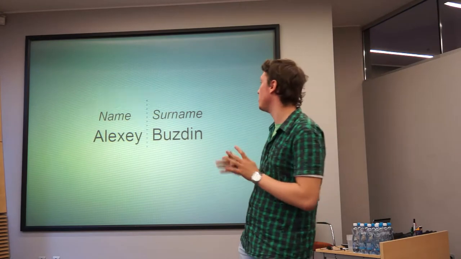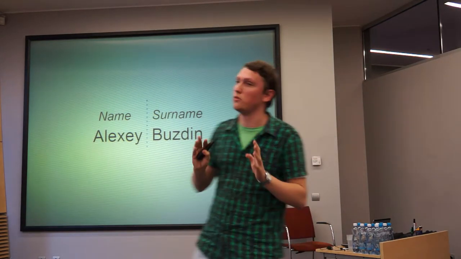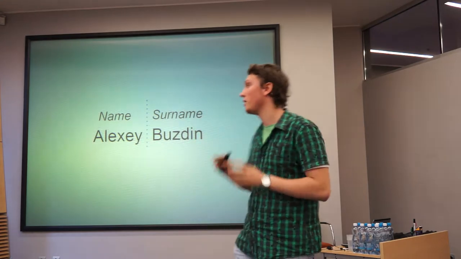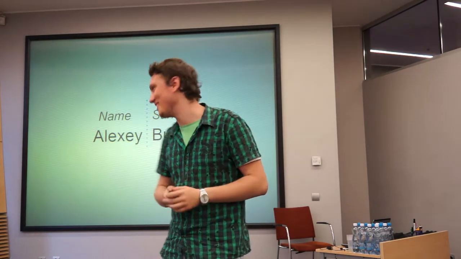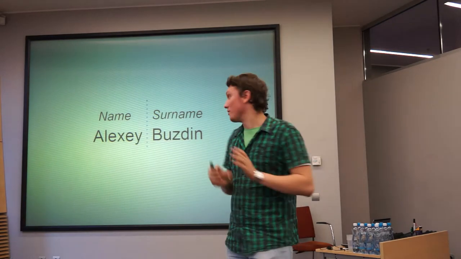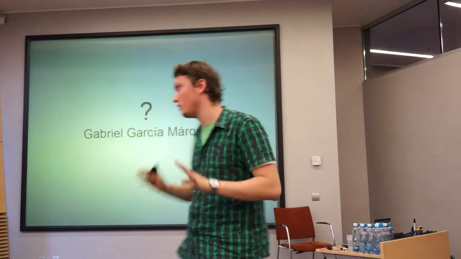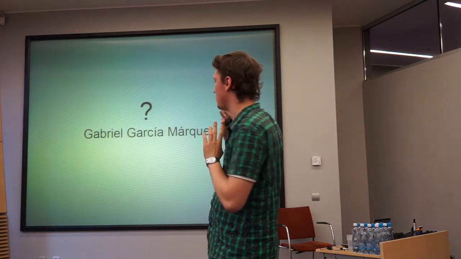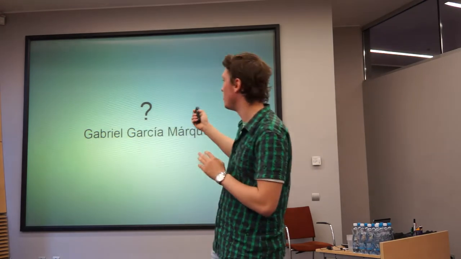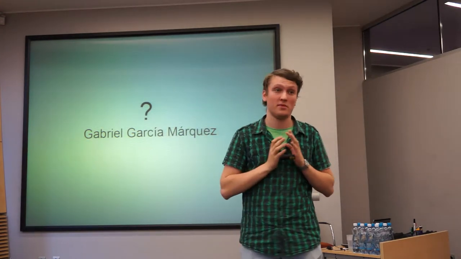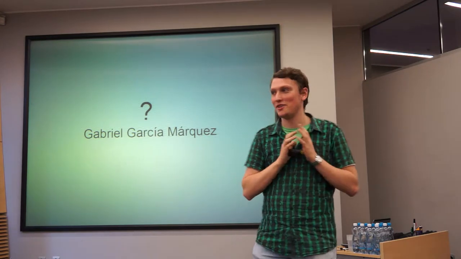Does anyone see the problem with splitting the full name? So, who thinks he can make a program that splits a full name into tokens, like surname and first name? Who can do it? So I think I've scared everyone. Okay, so what's the problem? The problem is, if we have different nationalities, we have a different set of tokens. For example, which is a name and which is a surname? Any ideas?